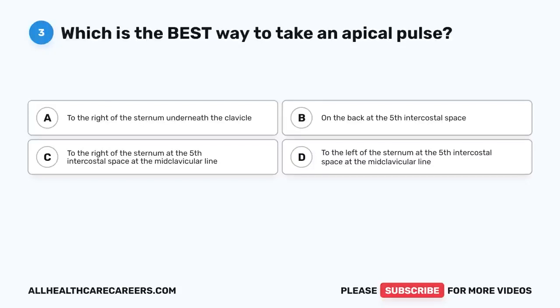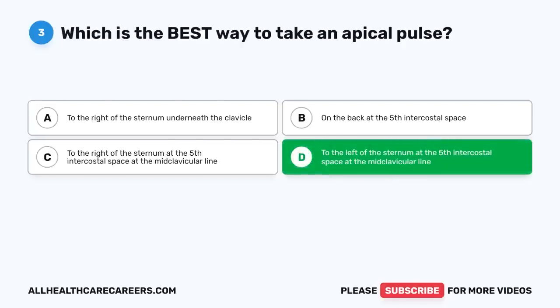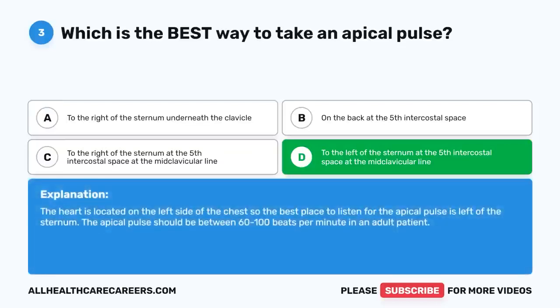The correct answer is D. To the left of the sternum at the fifth intercostal space at the mid-clavicular line. The heart is located on the left side of the chest, so the best place to listen for the apical pulse is left of the sternum. The apical pulse should be between 60 to 100 beats per minute in an adult patient.